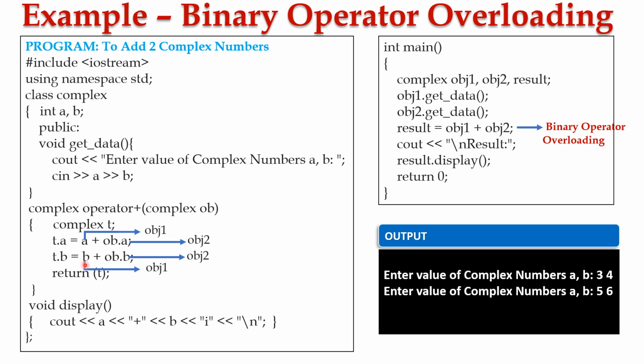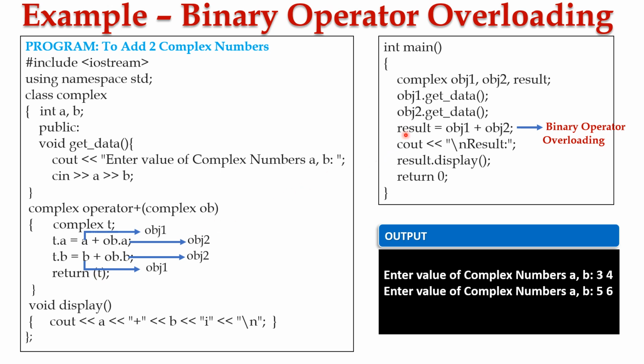Similarly, we are adding the value of the variable b from object 1 and the value of the variable b, which is present in the object 2, which represents the imaginary part of the complex numbers. So the value of the variable b in object 1 is 4 and the value of the variable b in object 2 is 6. So 6 plus 4 is 10. So this value is updated in the variable b, which is present in the object t. The next statement is return t. So the object t, which holds the value of the variable a as 8 and b as 10, is being returned back to the main method.